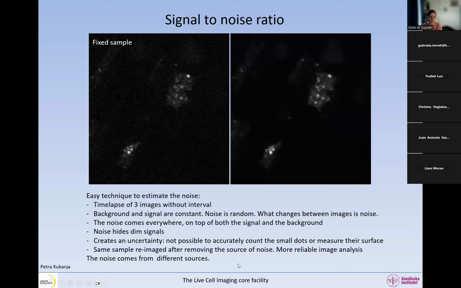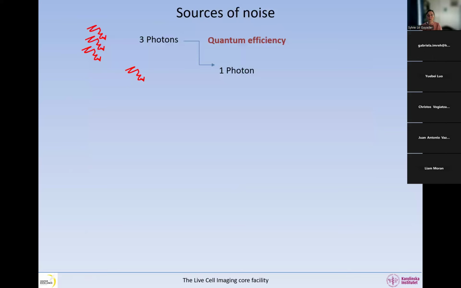The noise can come from different sources. Once you know, first you differentiate background from noise. The background, is it from the sample or is it from the imaging condition? And the noise, where does it come from? When you know where all this comes from, you can remove it. So let's see where the sources of noise are.